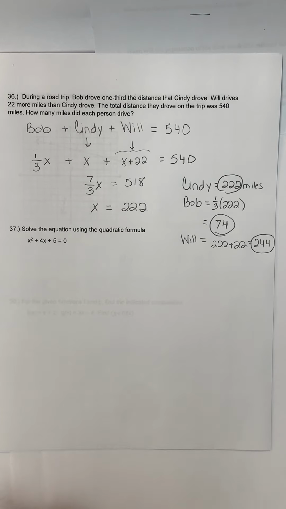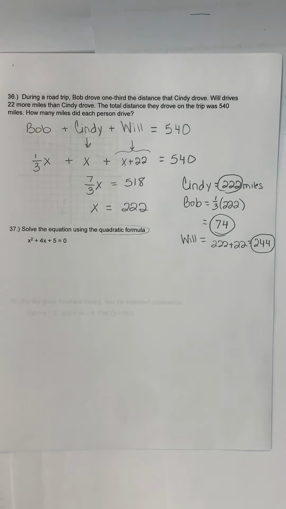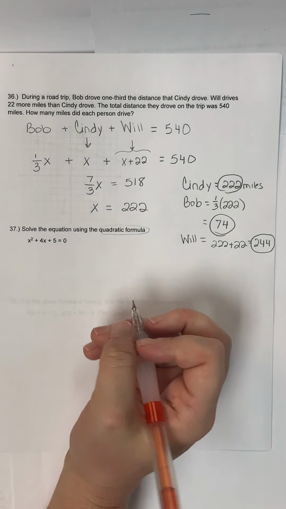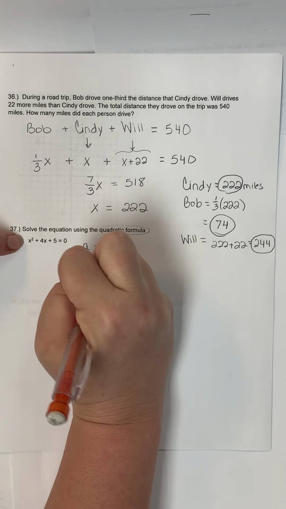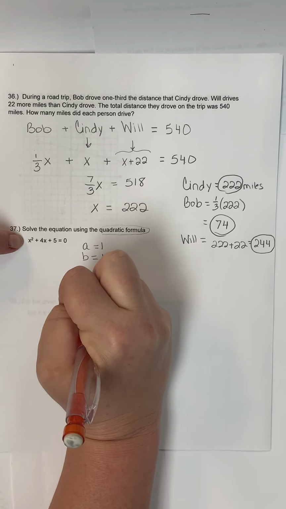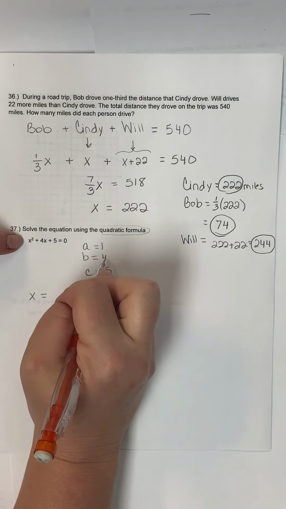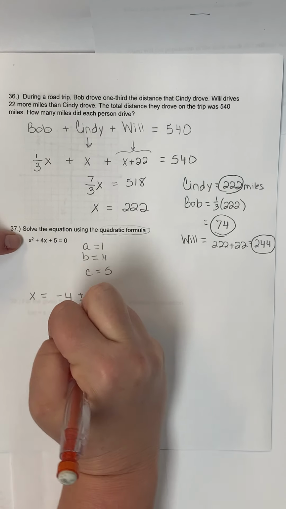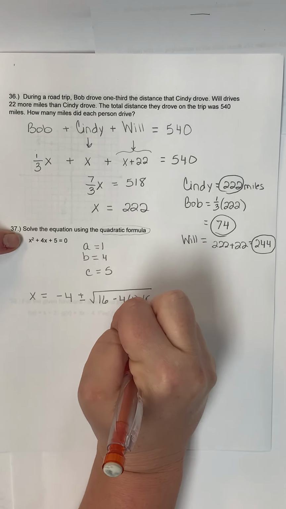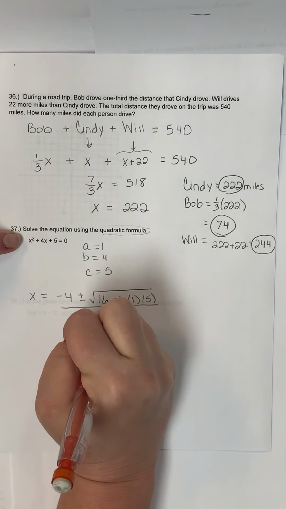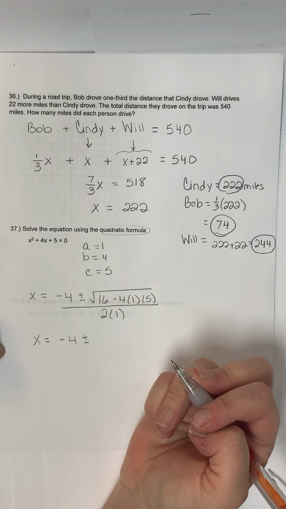We got it. Okay, we have another quadratic formula problem. All right, so here we go. It looks like you should be able to factor it, but it actually does not factor. So let's break it down. A is 1, B is 4, C is 5. Okay, see if we can remember our formula. Opposite of B, plus or minus the square root of B squared minus 4AC, all over 2A. Okay, this is -4 plus or minus.